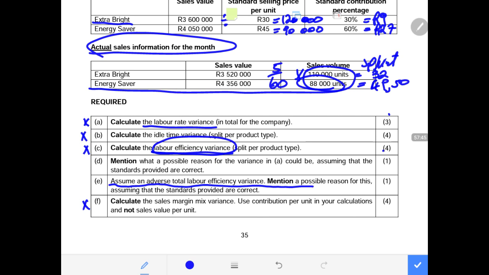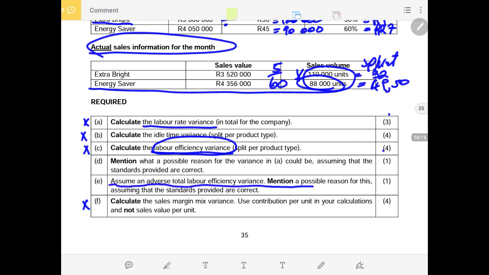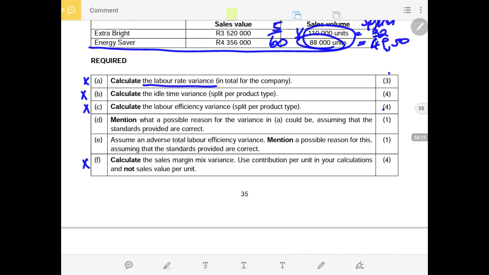Now the workers, it means they took longer than required to produce the products, and that's exactly what I said. They took longer to produce the product. They were not efficient. They're supposed to have spent fewer hours, but they spent longer. That will be the reason why the variance will be unfavorable. Or perhaps it could be the quality of the material that was used. Maybe the material was inferior to what was used in the past. That could also be the reason why the variance will be unfavorable. So that will lead to the unfavorable labor efficiency variance.